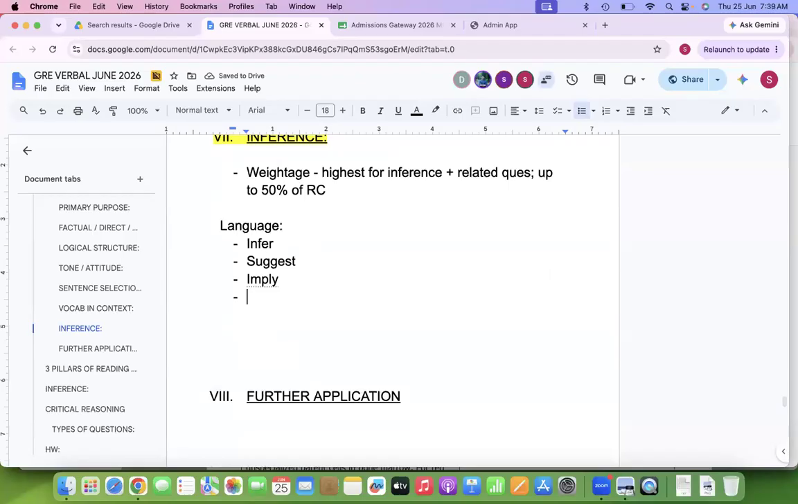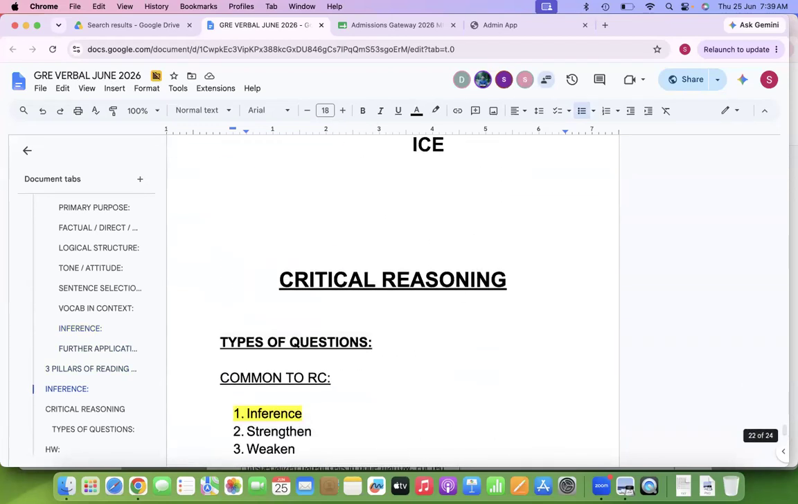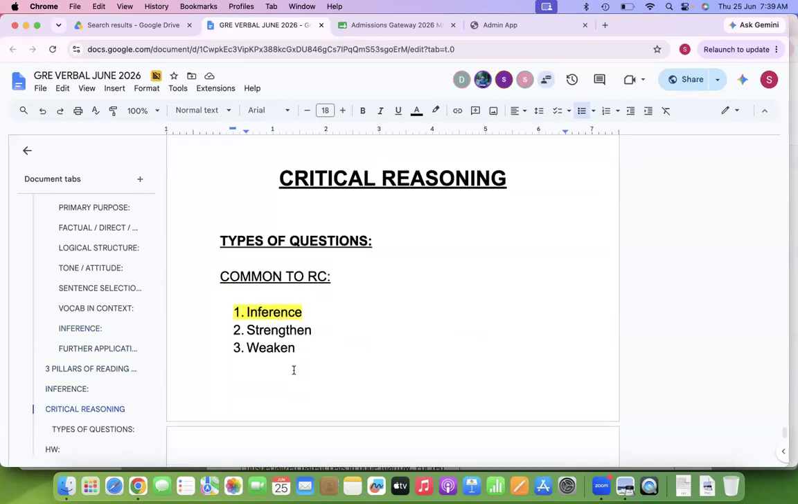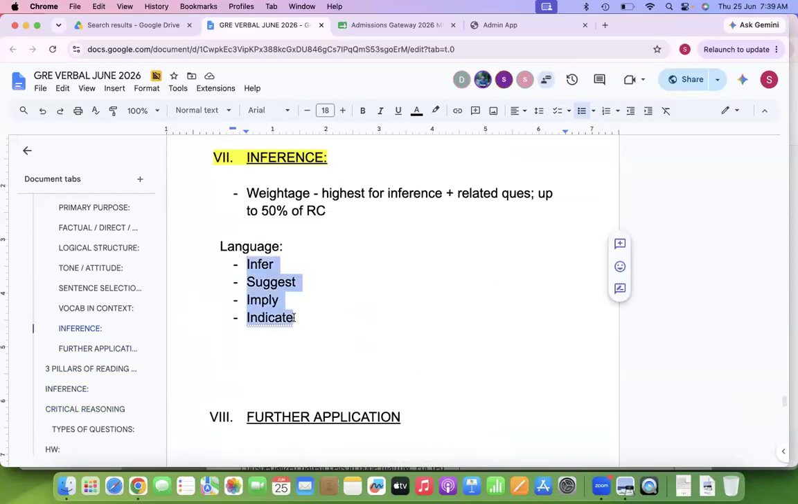Infer, suggest, imply, indicate. These are common ways of referring to inference. But then inference can play out in so many ways, no? Like we've already been saying that all of this gets ultimately clubbed under inference. So it's not restricted to this, but these are the most common indicators that show you that you are dealing with an inference question.